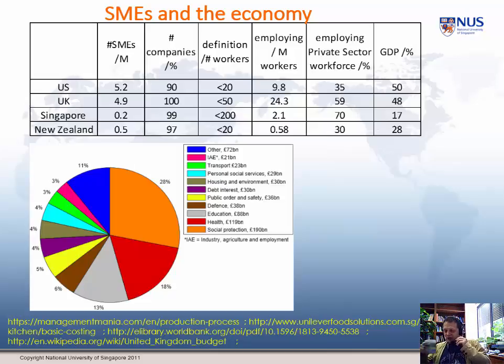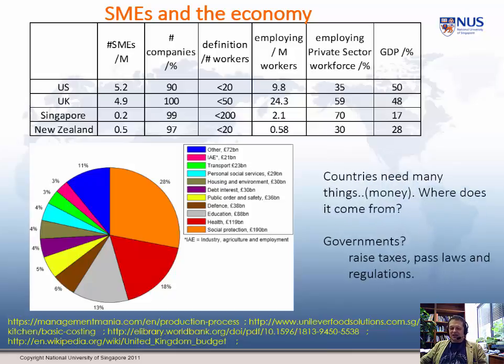Right, so countries need to buy things, they need therefore money. Where does this money come from? Does it come from the government? Well, what do governments do? This is not a policy course, but we'll spend a moment. Governments raise taxes. Financially, governments pass laws and governments enact regulation. They do many other things, and this budget gives you an idea of the things that governments do, which you already know.